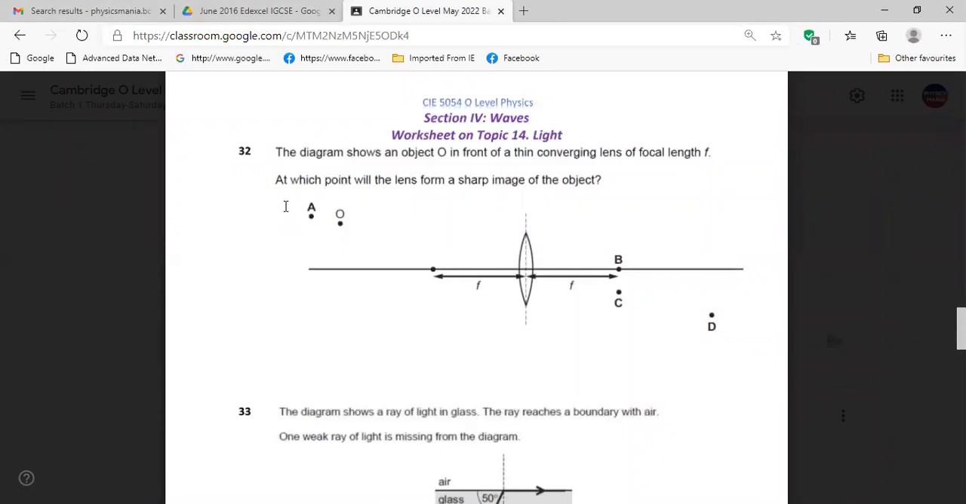So, how can you get it? By drawing ray diagrams, right? Yes, sir. So, did you try with drawing ray diagrams? Yes, sir. While you tried, can you show me in video on your copy?